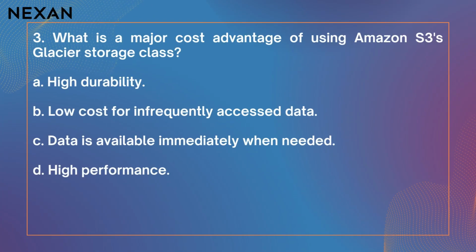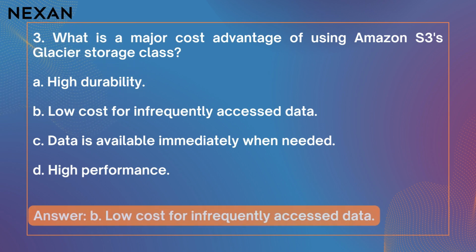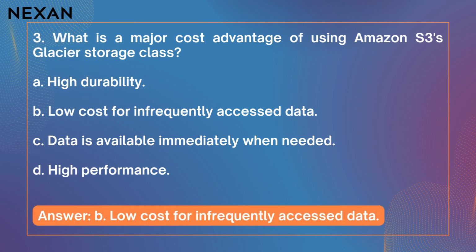3. What is a major cost advantage of using Amazon S3's Glacier storage class? A. High durability. B. Low cost for infrequently accessed data. C. Data is available immediately when needed. D. High performance. Answer: B. Low cost for infrequently accessed data.